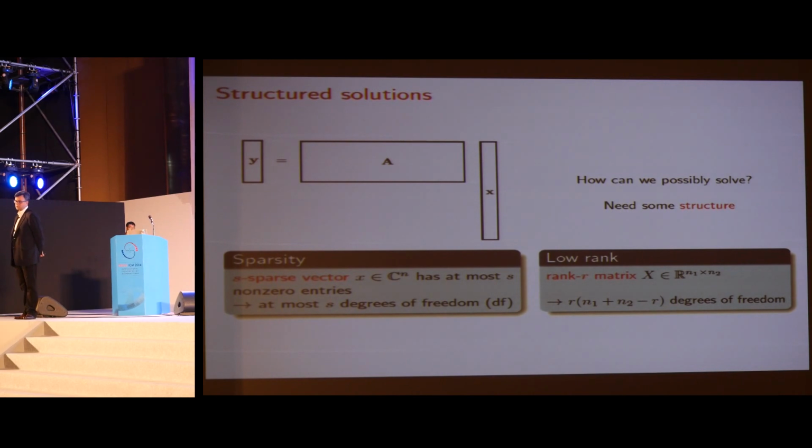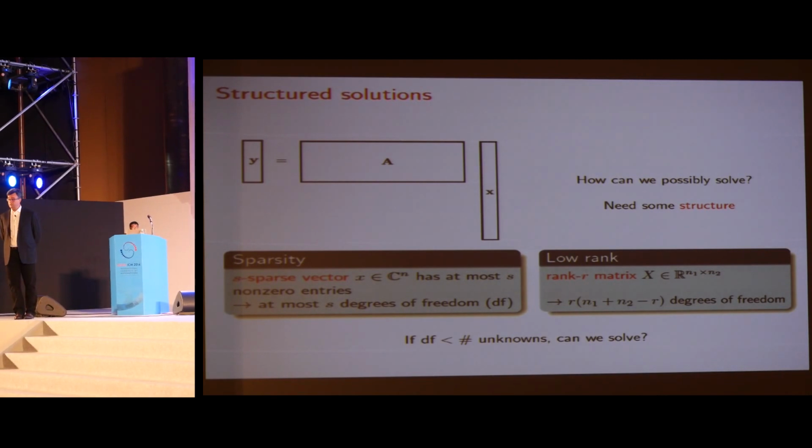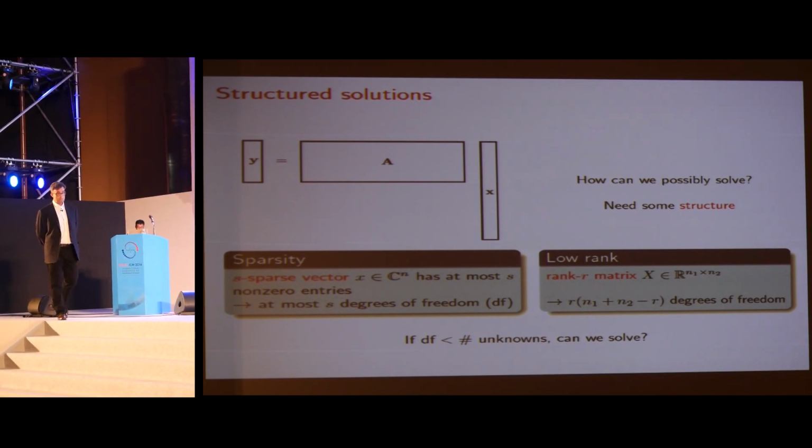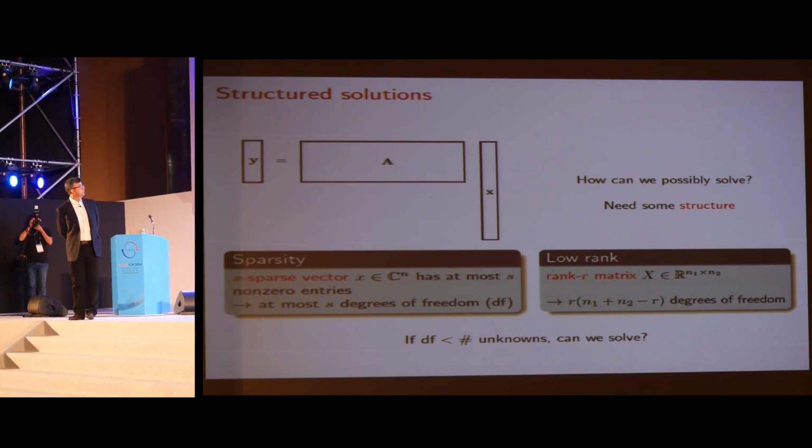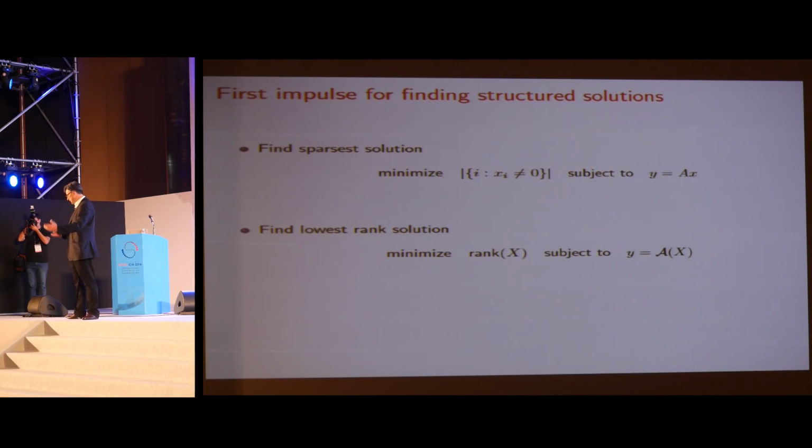And so now I have underdetermined systems, but with some structure. I'd like to ask whether, if the degrees of freedom are much lower than the number of unknowns, I can still solve the system. Well, a first impulse would be: you tell me the solution is sparse, so I'm going to try to find the sparsest solution to your system. So I'm going to try to find a vector x which has the least number of non-zero coefficients such that y equals Ax. Or likewise, if I know the solution has low rank, I'm going to try to find a matrix X which is consistent with the linear equations and has minimum rank.